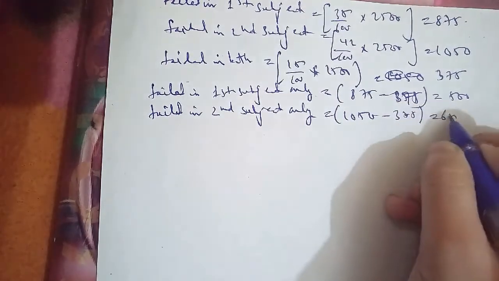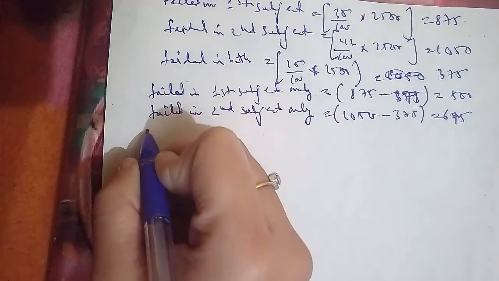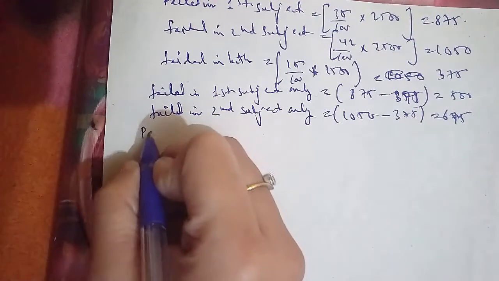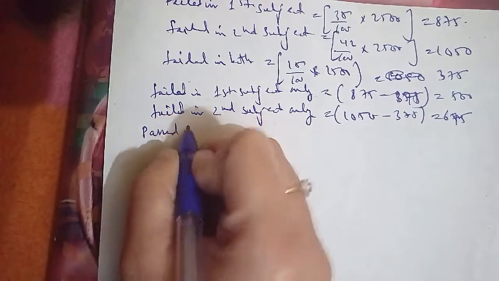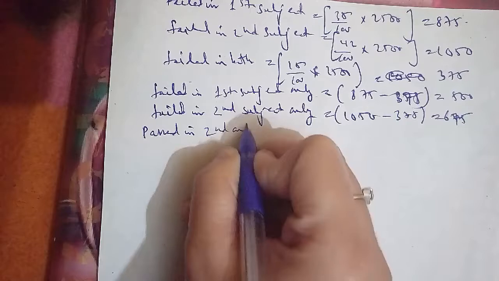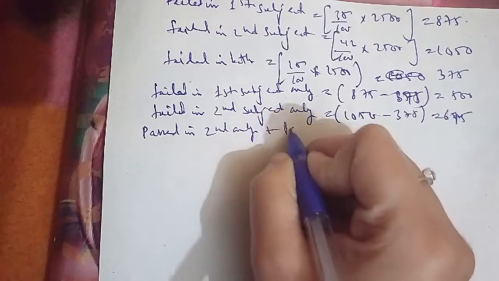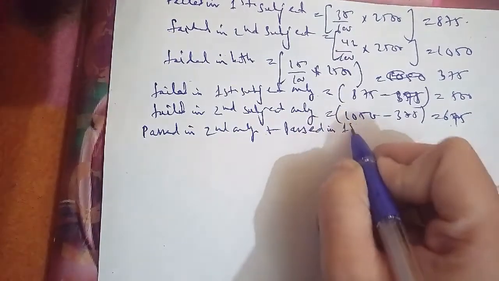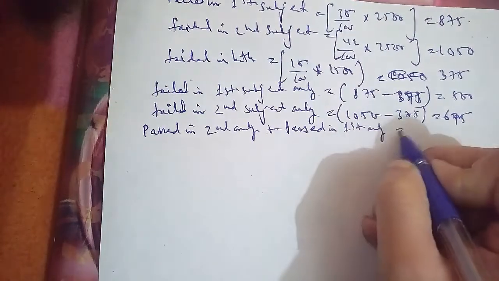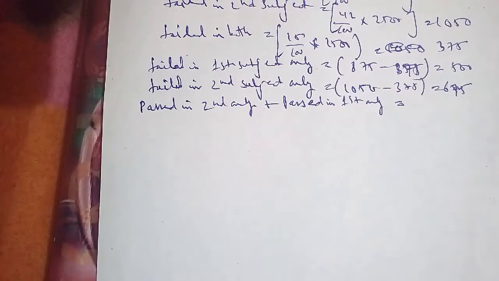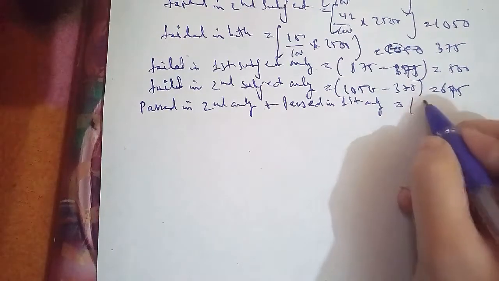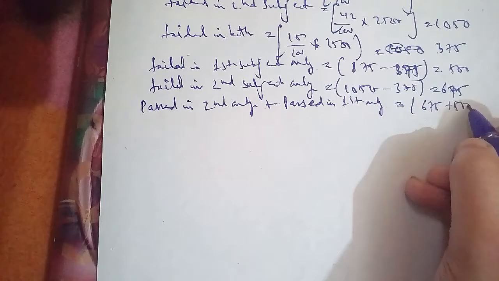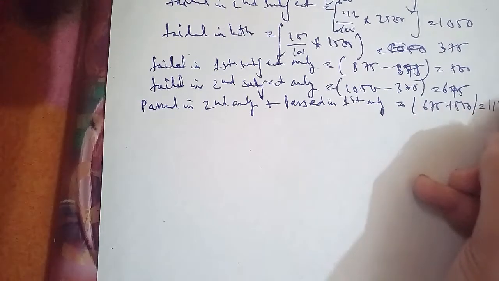Next, passed in second only plus passed in first only is equals to 675 plus 500 equals to 1175. That we have as an answer.